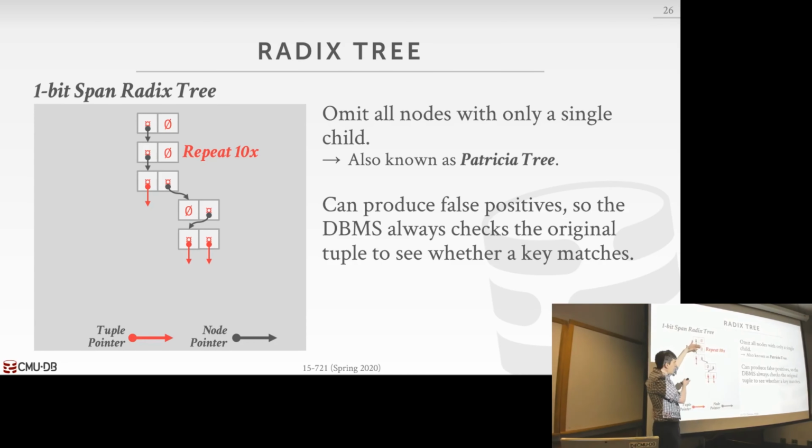So although I can compress the size like this and reduce the height, I may still have to go look at the tuple to actually get the original key. This also prevents you from doing covering indexes or covering queries, where you want to be able to answer a query entirely based on the index. In a B+ tree, you can do that. Like if my index is on A and I do a lookup, like select A from the table where A equals 1, I only have to access the index to answer that query. In this case here, I still have to follow the pointer to get to the original tuple.